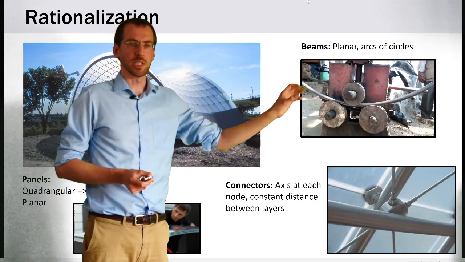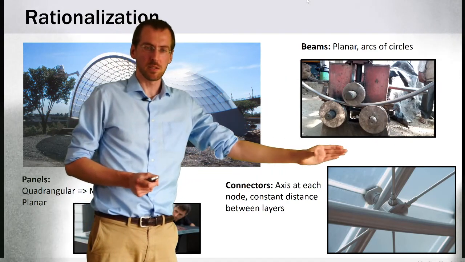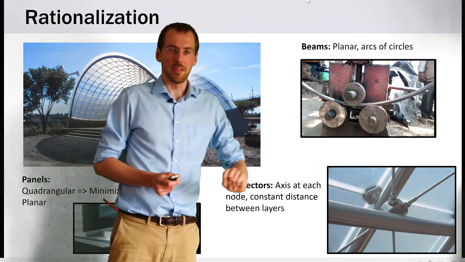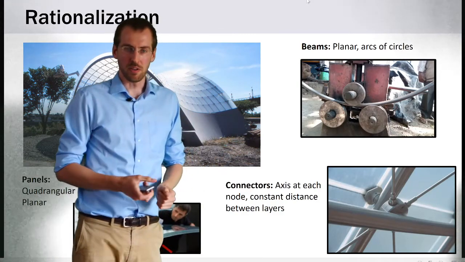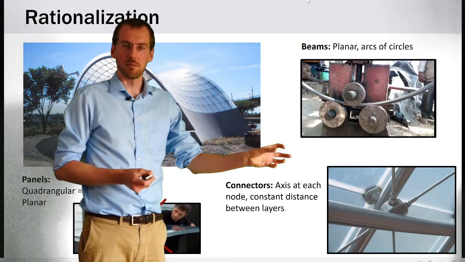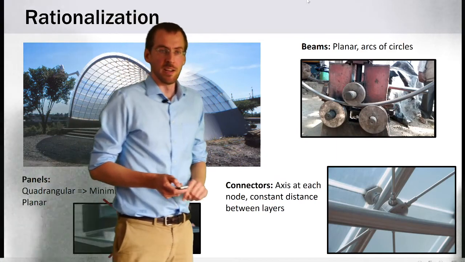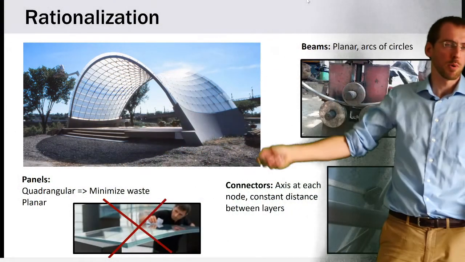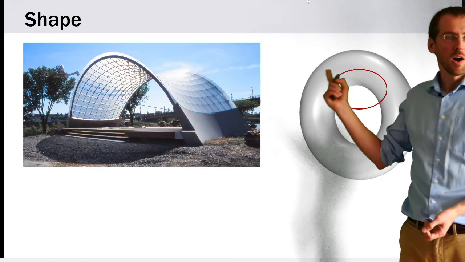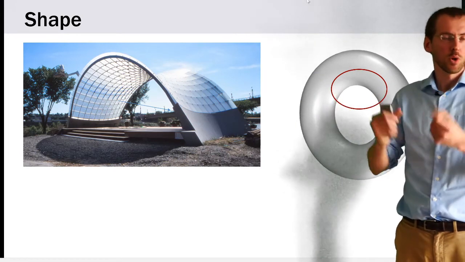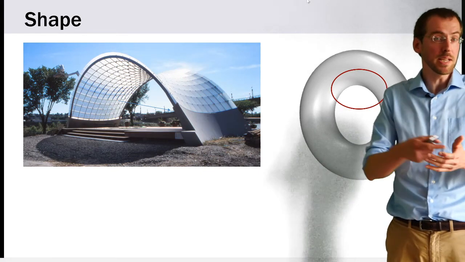And now if we look at the connectors, how everything is linked together, you can see that there is a neat axis connecting all the layers, and even better, there is a constant distance between the structural layers, such that you can actually use the exact same connection detail at each single node of this structure. Now the way that all these nice properties were obtained together in this structure was by constraining the shape to a portion of torus. It's like they're using the inside portion of a donut.